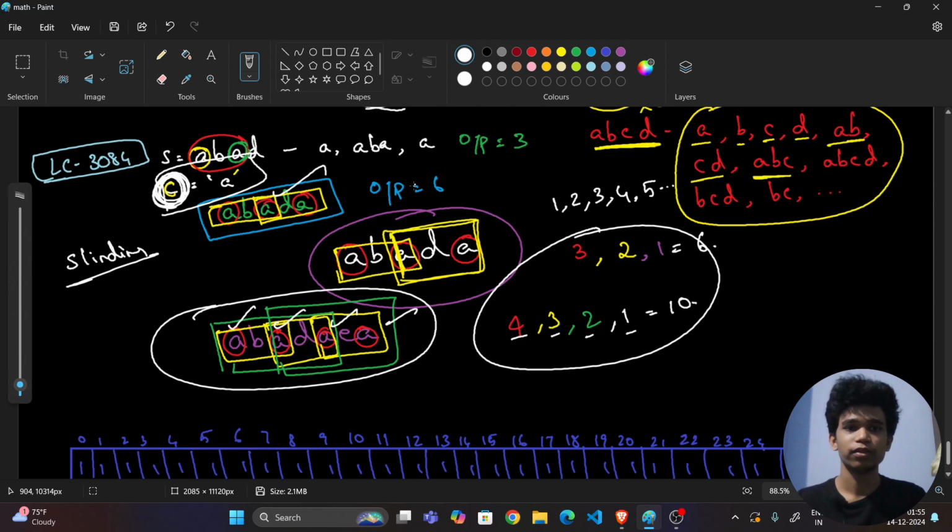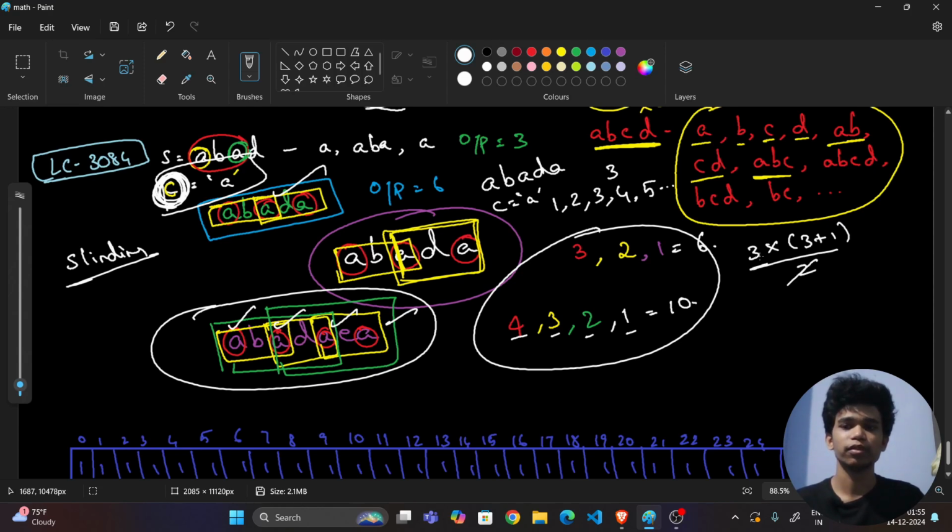For example, the given string is A, B, A, D, A. How many A's are present here, if C is equal to A? 3 A's. So just apply the formula: 3 into 3 plus 1 divided by 2, which is 3 times 4 by 2, and the 4 cancels with 2, which is equal to 6. Can you understand this? This is the sum of n natural numbers formula.